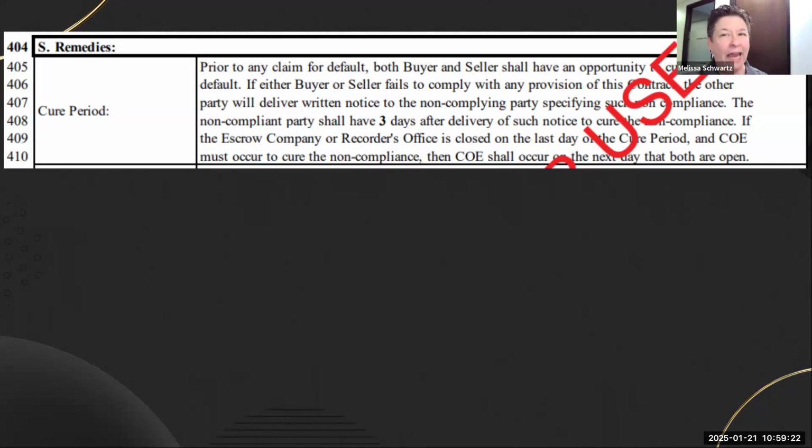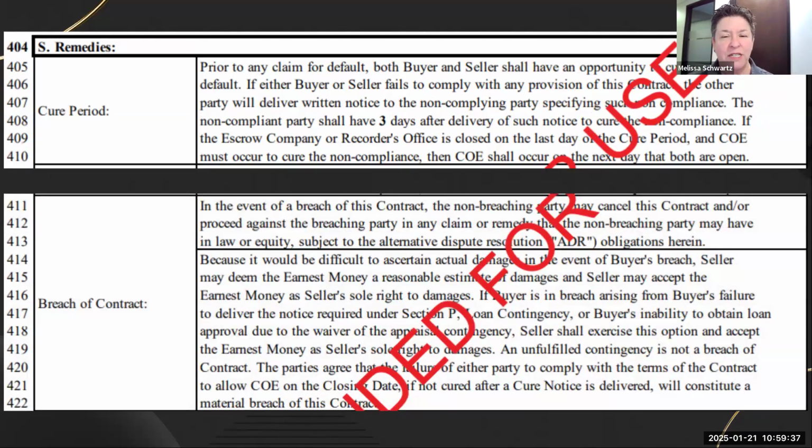It's saying, hey, something's missing, we're alerting you to this, right? It's actually contractually what you're supposed to do as the agent representing your client. And on the other side, there are agents that get so upset about that. So the cure period's still here.